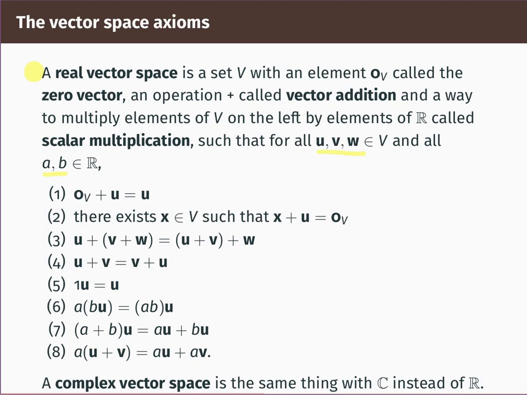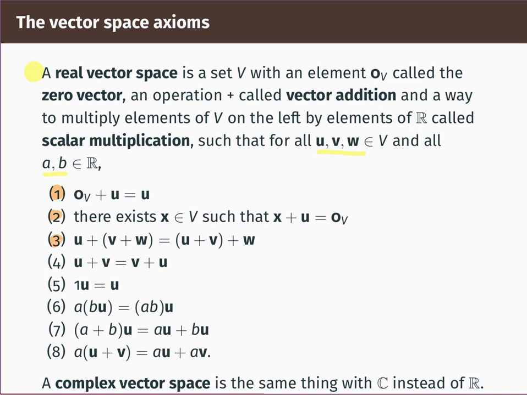So the first one says that if you add the zero vector to something on the left, then you get that same something again. 0 plus u is equal to u. Secondly, remember this must be true for all u, v, and w in V. And what part 2 says is that there must exist another vector x in V such that x plus u is equal to the zero vector. That's called an additive inverse for u.